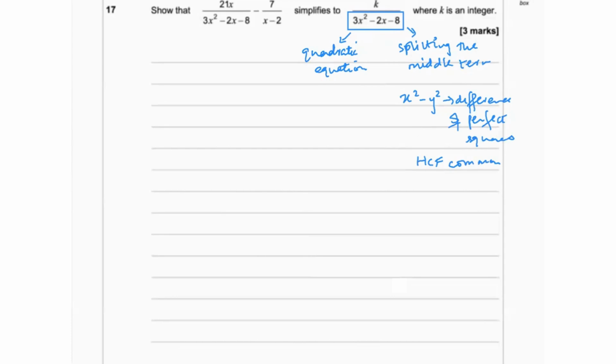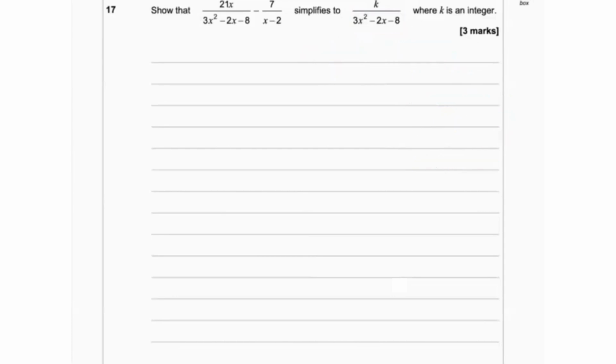So going back to our question, we have 21x over 3x squared minus 2x minus 8, minus 7 over x minus 2. And we have to simplify it to k over 3x squared minus 2x minus 8. So first, I'll begin with factorizing this quadratic. You can split the middle term or use the quadratic formula, whichever is easier for you. I'm going to use splitting the middle term.